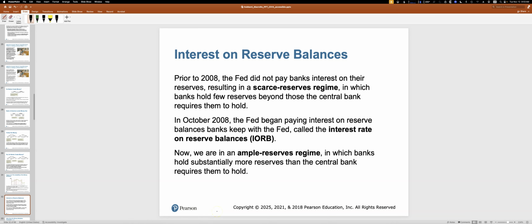Okay, so I worked at the Federal Reserve Bank for about 3 years, 1999 to 2002. And at that time, it was still what we would call a scarce reserve regime, where big banks would hold reserves not much more than was required. Banks would lend everything out that they could.